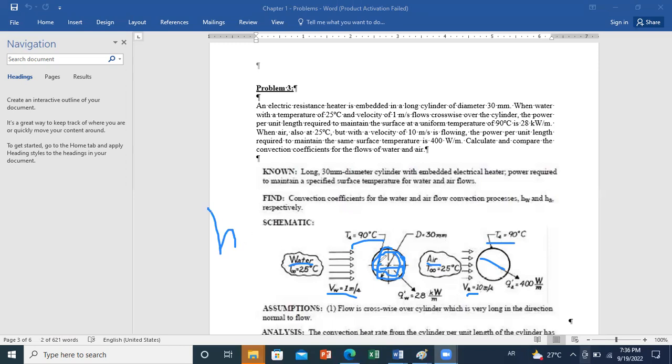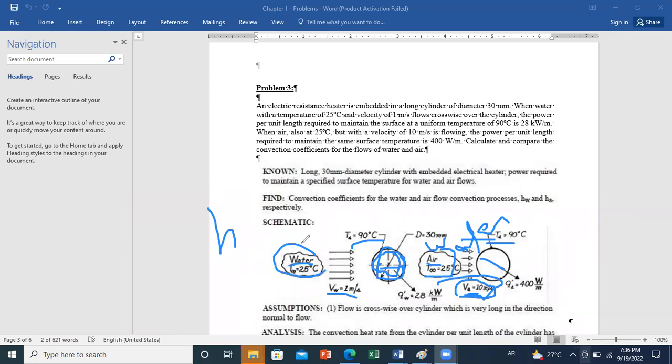To know which mode will be better, if you increase the speed you expect to have enhancement, but don't forget it's not the same fluid. If it was water for both cases, you can be sure that the best scenario would be with the highest velocity. However, when you compare two different fluids, we'll see that water is much more efficient than air. So even if you have a smaller velocity for water, you might have better performance. For this, we need to do calculation, okay?